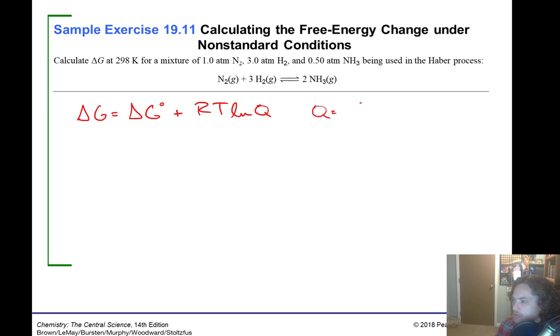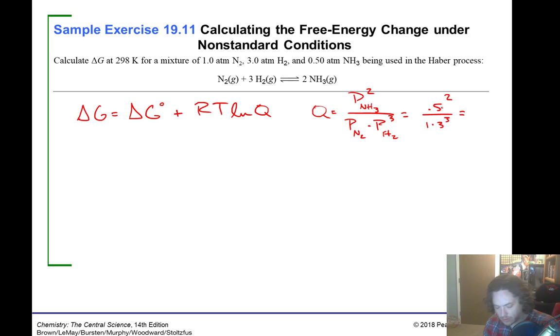Q would be equal to the partial pressure of NH3 squared divided by the partial pressure of N2 times the partial pressure of H2 cubed. So this would turn into 0.5 squared over 1 times 3 cubed. So 0.5 squared divided by 3 to the third, and I got 9.26 times 10 to the minus third. All right, so that's our Q value.